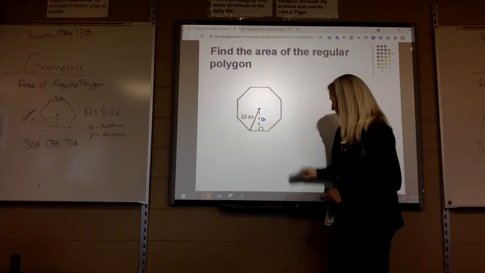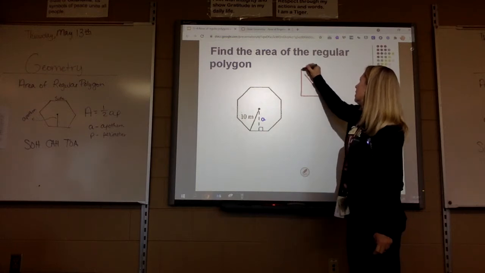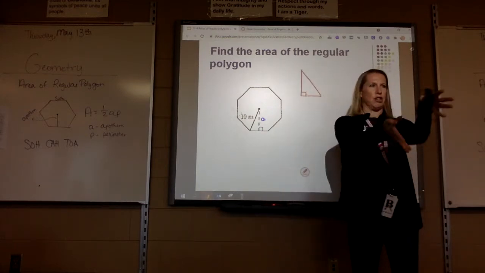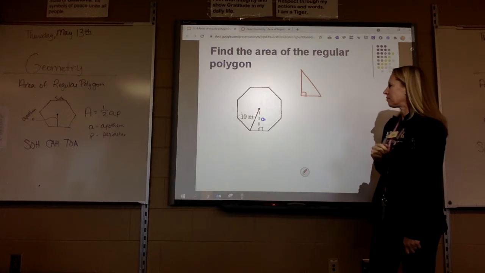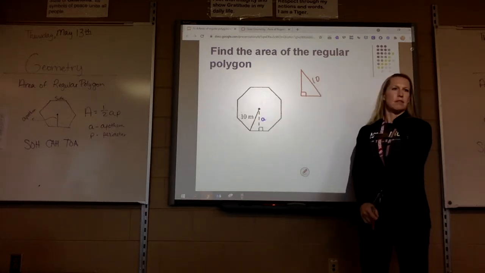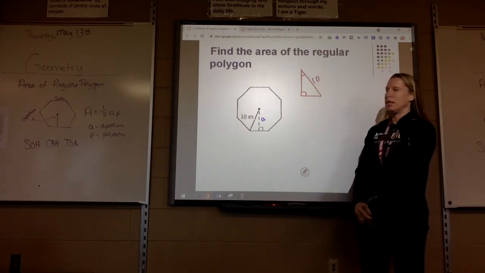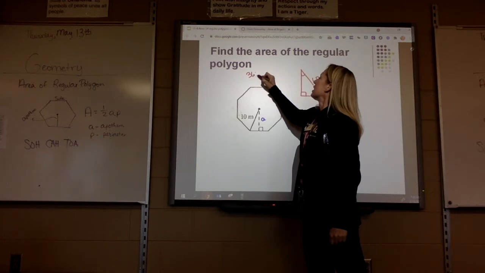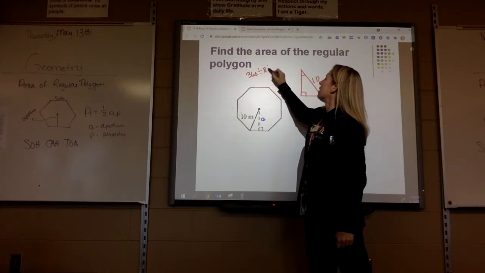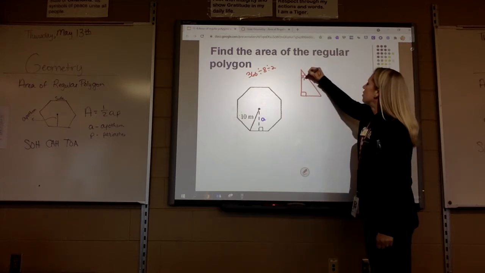All right. So step 1, every time, draw the right triangle. That's what I would do on your desk. Draw the right triangle. Label what we know, so we know the radius is 10. We've got to find that top angle. Do you remember how to do it? 360 divided by 8 divided by 2. Tell me what that is. 22.5. Thank you.